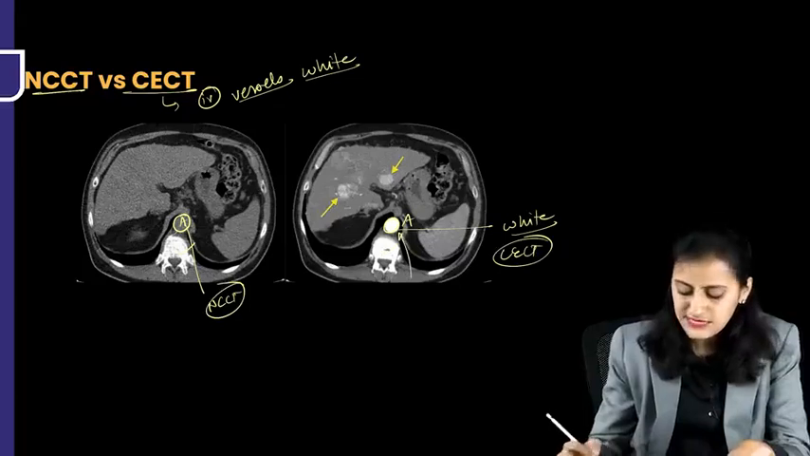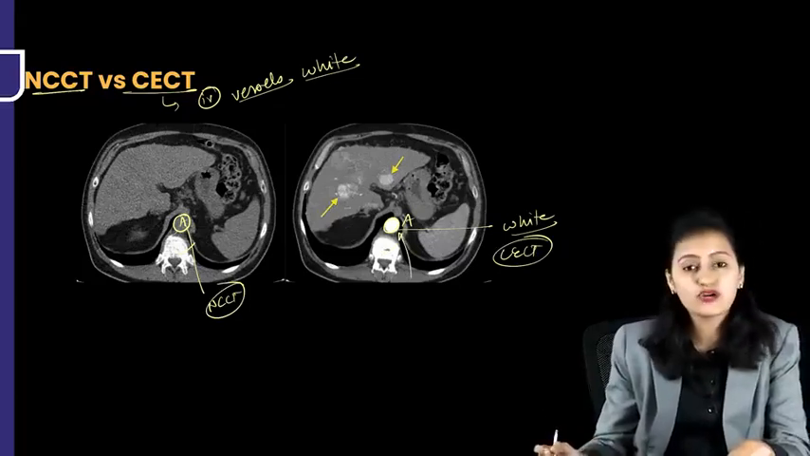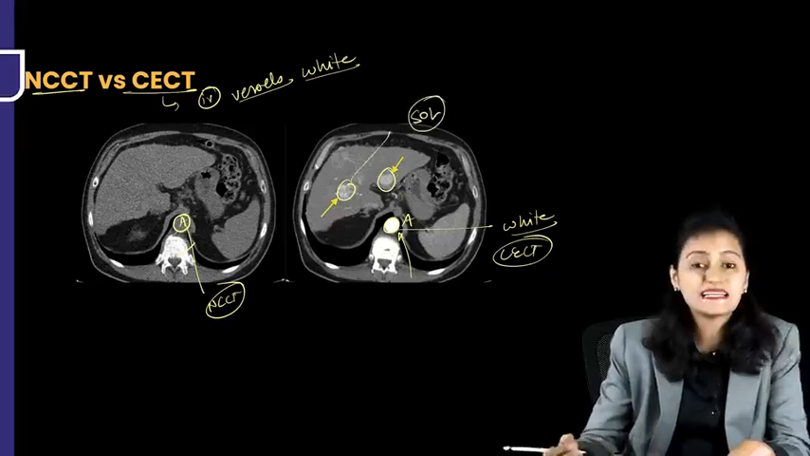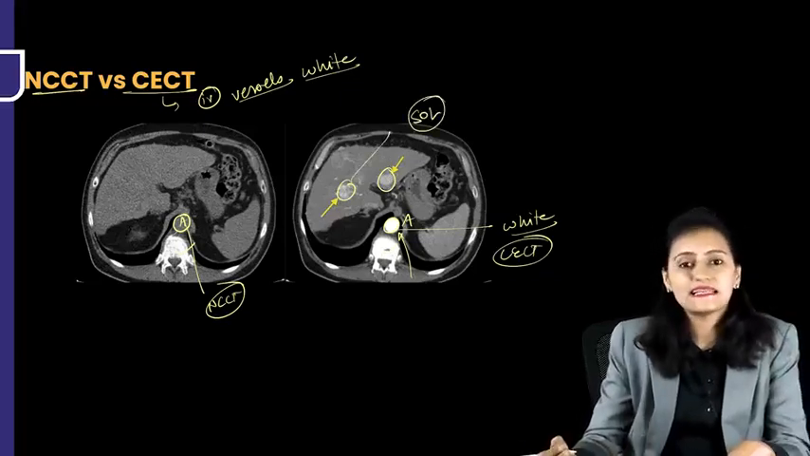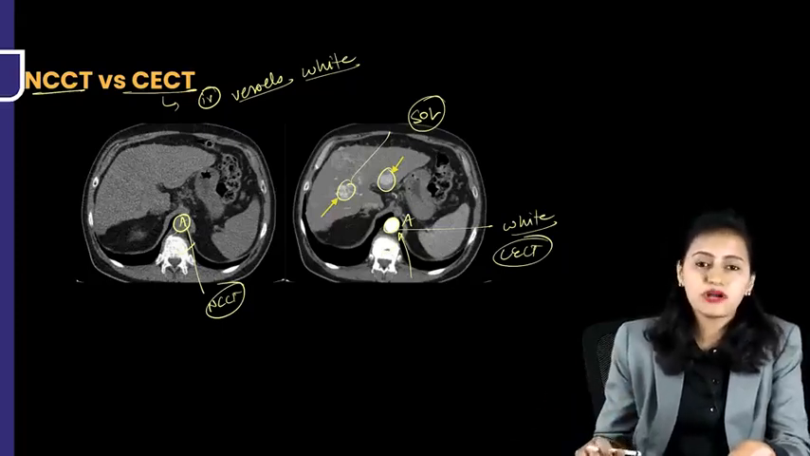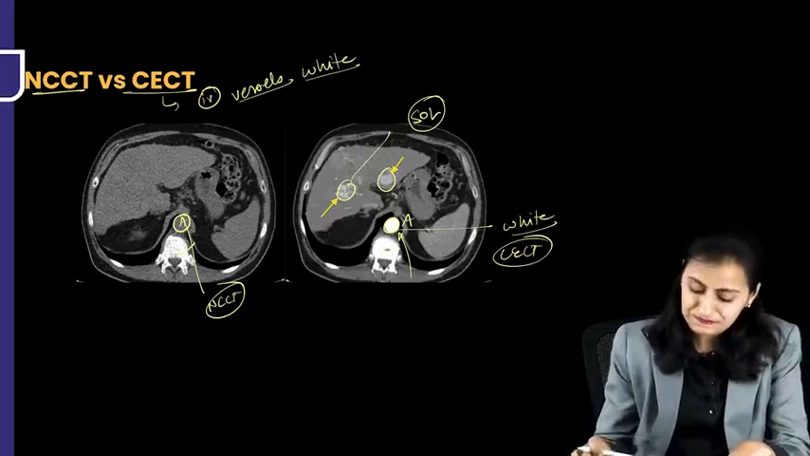Okay, compare it with the muscle density. It is more white, so it's a contrast-enhanced CT, which helps us in identification of space-occupying lesions anywhere in the body, like liver metastasis, brain tumor, mediastinal mass. So, contrast is important for any space-occupying lesion.